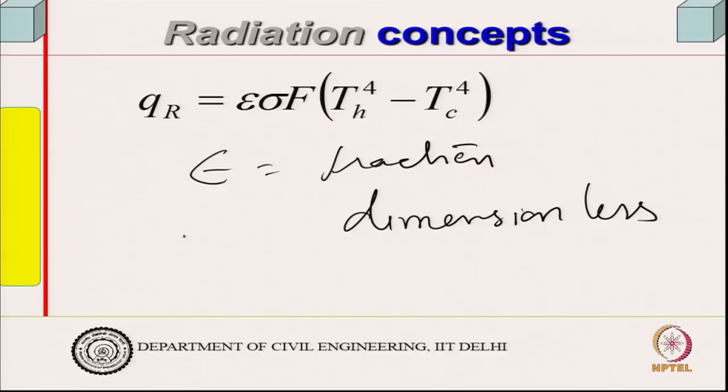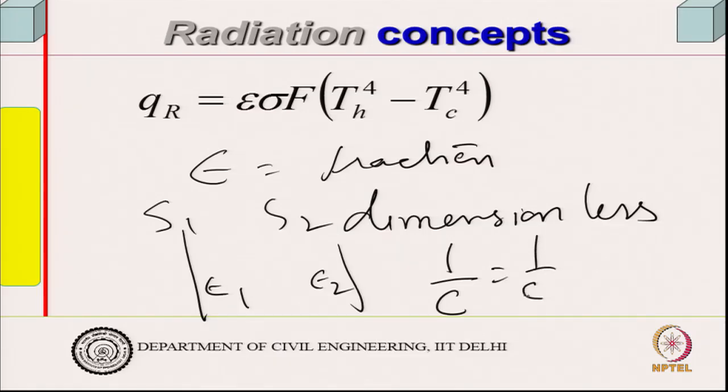Now, when we talk of two surfaces, surface 1 and surface 2, this has got epsilon 1, let us say this is epsilon 2. So, 1 by epsilon, the equivalent emissivity, is given as 1 by epsilon 1 plus 1 by epsilon 2 minus 1. The equivalent emissivity of these two surfaces is given by this equation, right. So, radiation heat flux is governed by the equivalent emissivity of the surfaces. This is the Stefan-Boltzmann constant, because this is the Stefan-Boltzmann law, and this is called the configuration factor. The surfaces as they see each other.